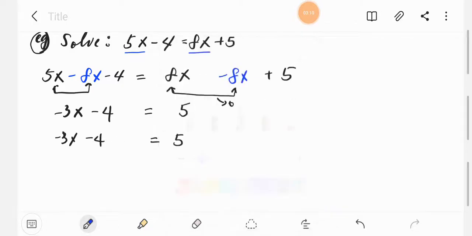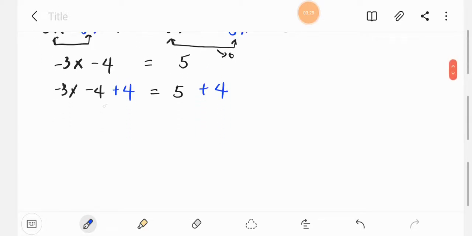What we have to do is move this constant term to the right, because we just moved the x term to the left. So move this constant term to the other side. Since this is minus 4, why don't we add 4? Plus 4 on each side. Then these two will become 0. So what we have on the left is negative 3x, equal to 5 plus 4, which is 9.